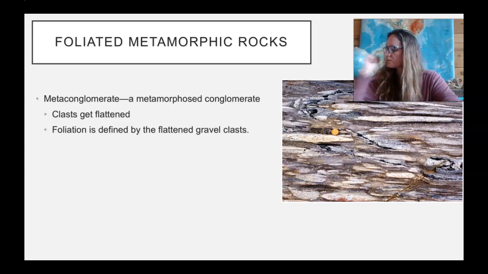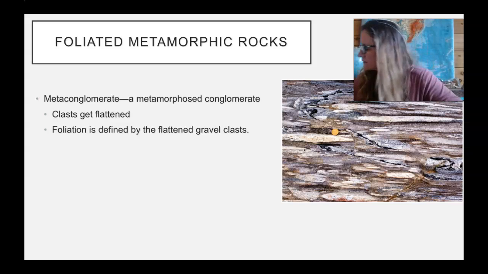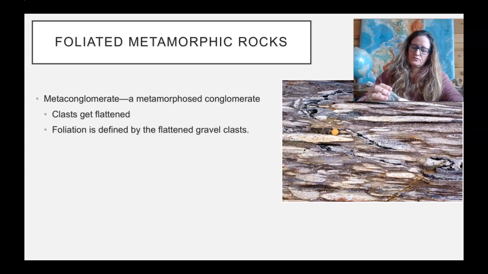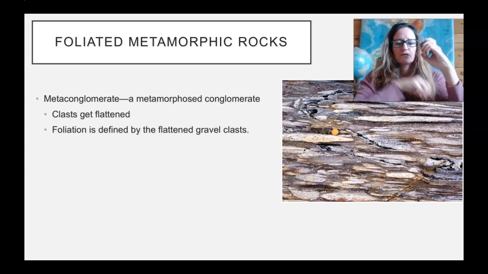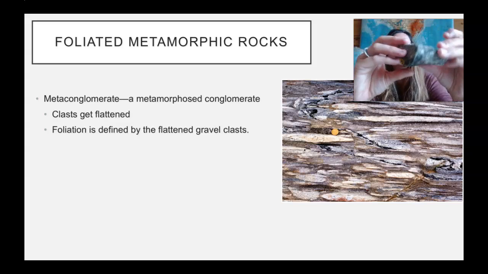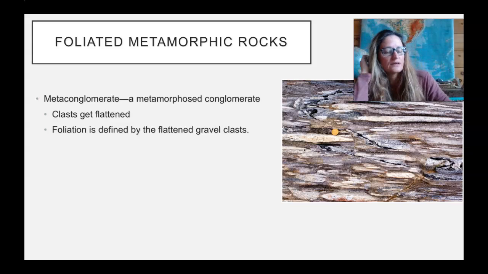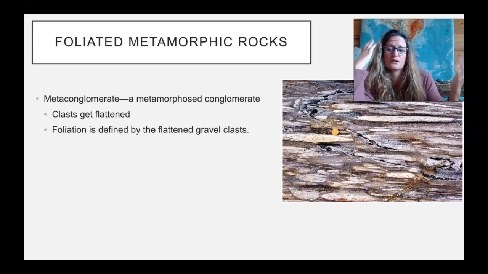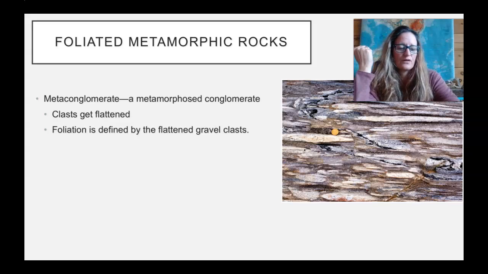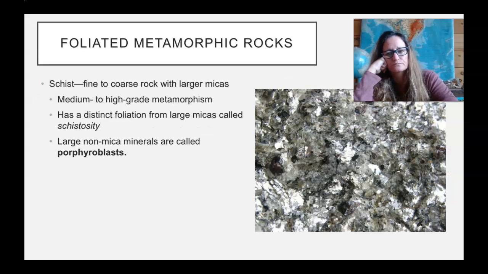A metaconglomerate would be a conglomerate that has been metamorphosed. The image there is a really squished one. This one's metamorphosed. It's not very squished, but it is a metaconglomerate, where you take a conglomerate, a sedimentary rock, and you metamorphose it. We find these around Boone, all around Grandfather Mountain and in the Grandfather Mountain Formation.